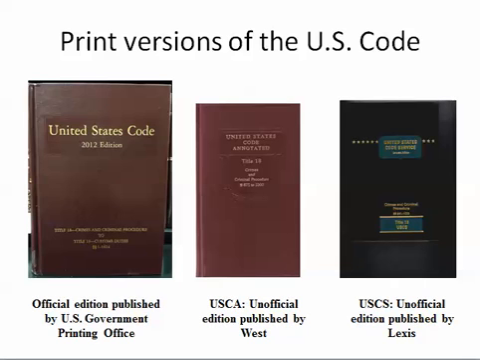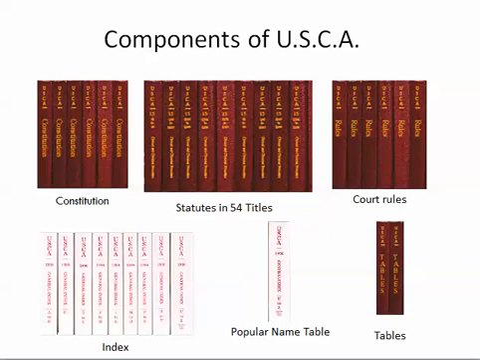And the other real advantage for research purposes for using USCA and USCS is their annotations. These are references to cases that have interpreted particular code sections. And also, they contain references to other helpful secondary sources like treatises and law review articles. Let's take a look at the components of the U.S. Code Annotated. The state codes and other federal codes will generally have the same elements and follow very similar organizational patterns. But typically, the constitution for the jurisdiction will be first.